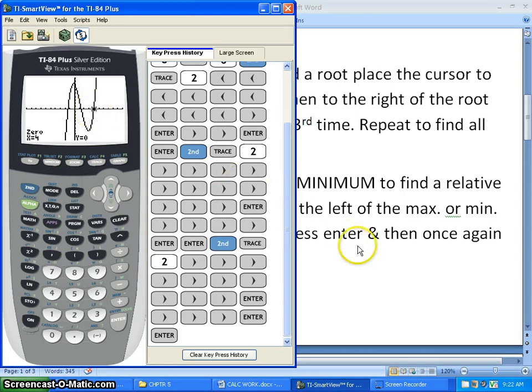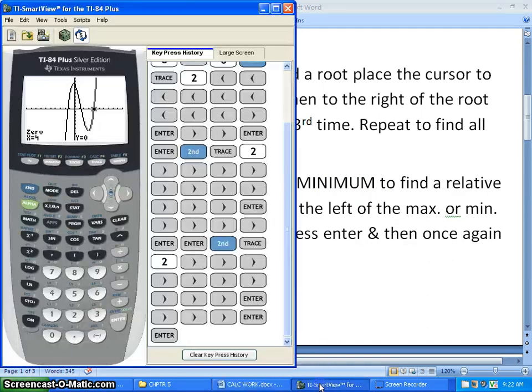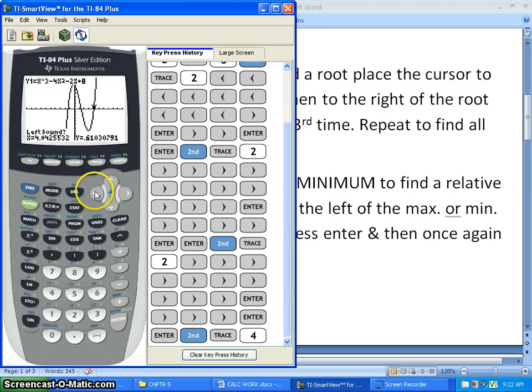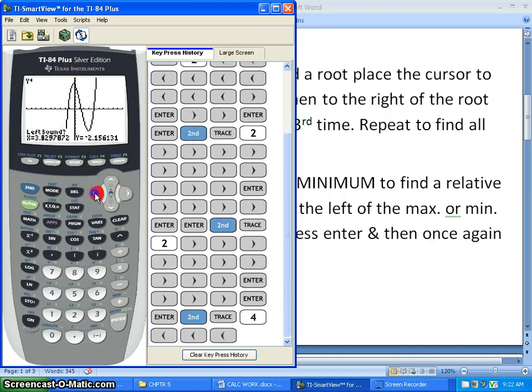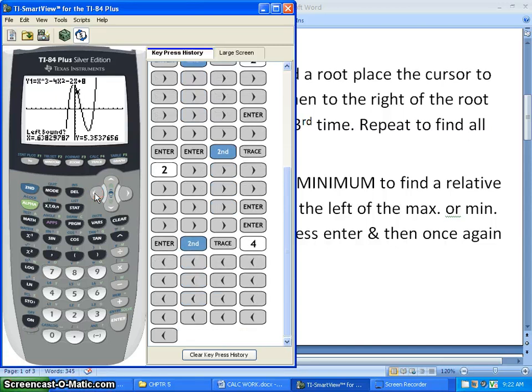The next thing we'll do is go back in here, and we can now find relative maximums and minimums by following these directions. Again, if you need to pause your computer to copy down these notes, you should do that. Going back in here, I will now do second calculate. I'm going to do maximum first. This is a maximum here, a relative max. I'll take my cursor and go to the left of that little peak.